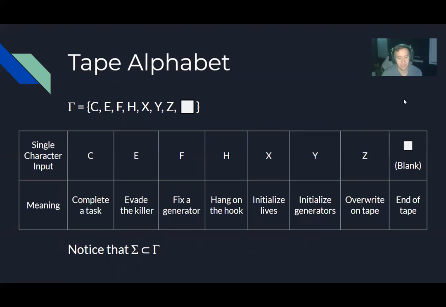Tape alphabet is the same as the input alphabet. It's a proper subset, except there are these 2 additional characters here. Obviously, the blank character just signifies the end of the tape. And then the Z character, we'll see more later how I use it to track where I am in reading the input.